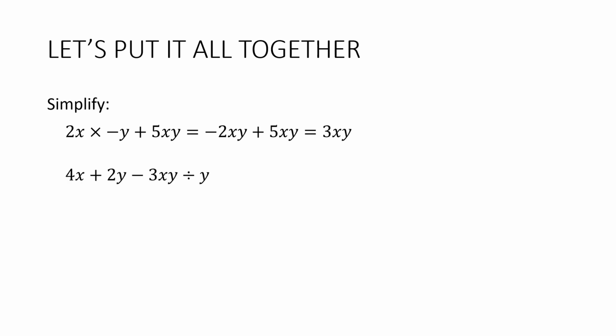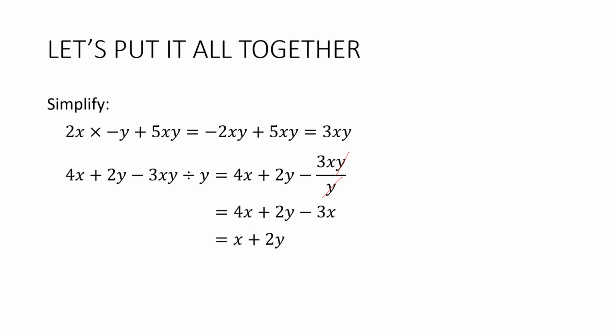How about this one? 4x plus 2y take 3xy divided by y. We're going to do this division first. I'm going to turn it into fraction notation, like that. What can I do here? Cancel the y's. So what have we got left? 4x plus 2y take 3x. I have some like terms. 4x take 3x is 1x, or just x, plus 2y. There's our answer.